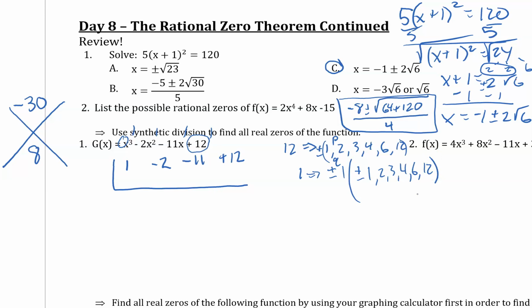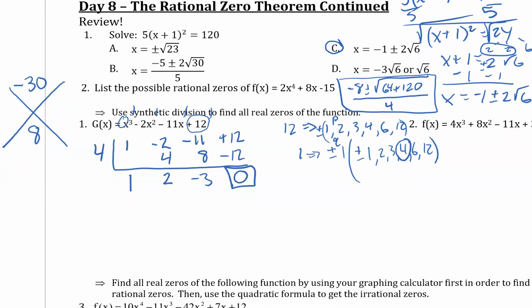So we'll think it through. I've already done a couple of dry runs on this, and I know that 4 is the one that works. And on the next problem, I'll go through a couple of dry runs of the ones that didn't work for me, but we'll do this one first. So I bring down my 1. 4 times 1 is 4. Negative 2 plus 4 is 2. 2 times 4 is 8. Negative 11 plus 8 is negative 3. 4 times negative 3 is negative 12. No remainder.